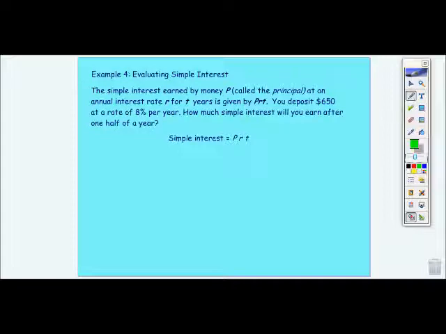Example 4 is going to give us simple interest. A couple vocabulary words you might need some reminding of. First of all, we have that money. The original money that we have is called the principal. What we start out with is called the principal. So the simple interest earned by money at an annual rate for a certain amount of time or years is given by principal times rate times time.